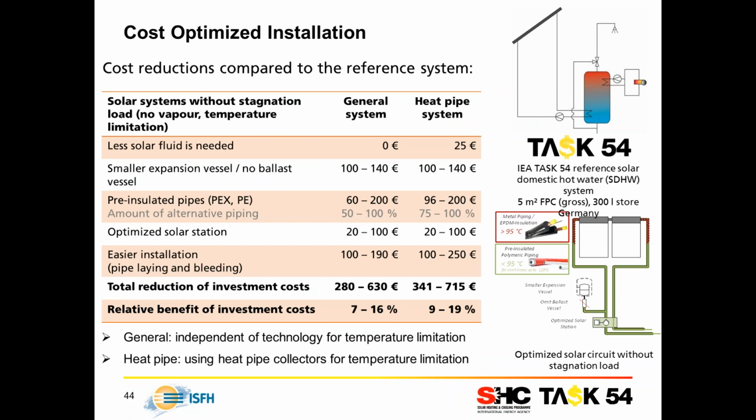We sum up the benefits in this table, and we divided the calculation into two parts. The general system, which represents an unspecific approach for temperature limitation, and the heat pipe system, which is a more concrete calculation and considers further properties given by the concrete technology, for example, that less solar fluid is needed in the case of heat pipes. As reference, we consider the Task 54 solar domestic hot water system as presented by Johan today.